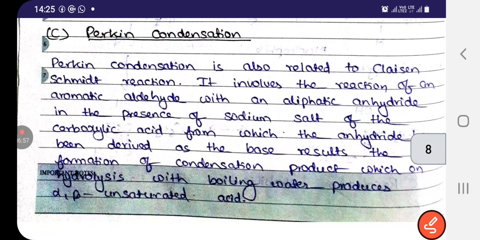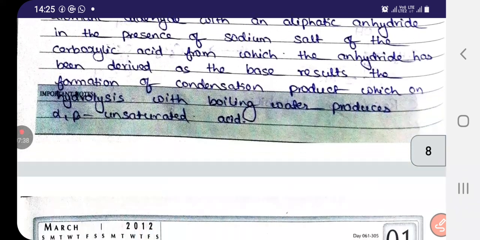Now another reaction, that is Perkin condensation reaction. Perkin condensation is also related to the Claisen-Schmidt reaction. It involves the reaction of an aromatic aldehyde with an aliphatic anhydride in presence of sodium salt of the carboxylic acid, from which the anhydride has been derived, as the base, resulting in the formation of a condensation product, which on hydrolysis with boiling water produces alpha beta unsaturated acid.